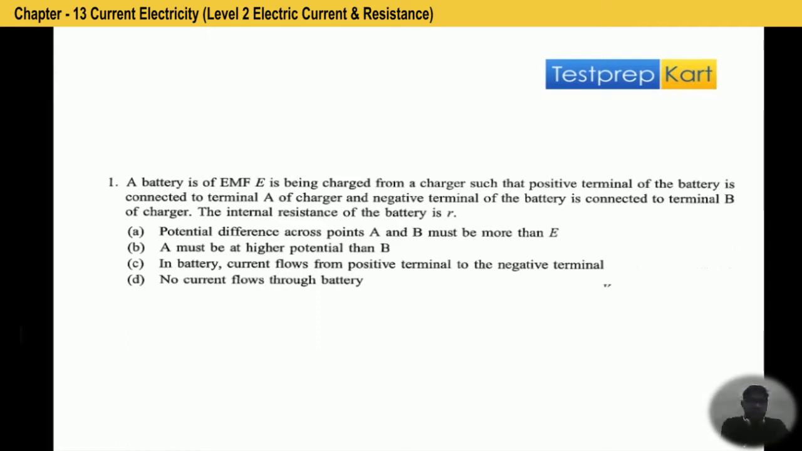A battery of EMF E is being charged from a charger such that the positive terminal of the battery is connected to terminal A of the charger and the negative terminal of the battery is connected to terminal B of the charger. Okay, so there is a charger, and there is one battery which is being charged. The internal resistance of the battery is R, EMF is E.